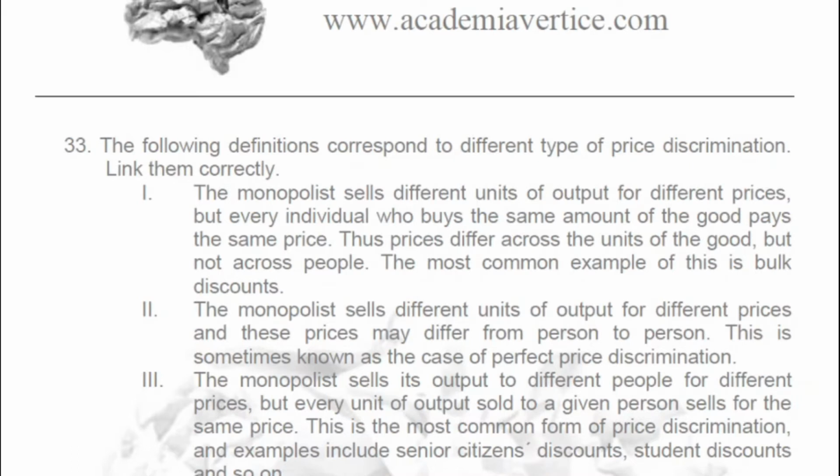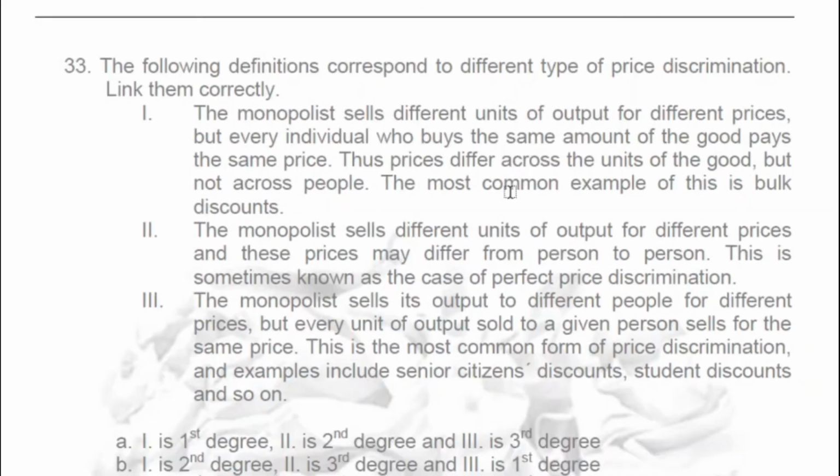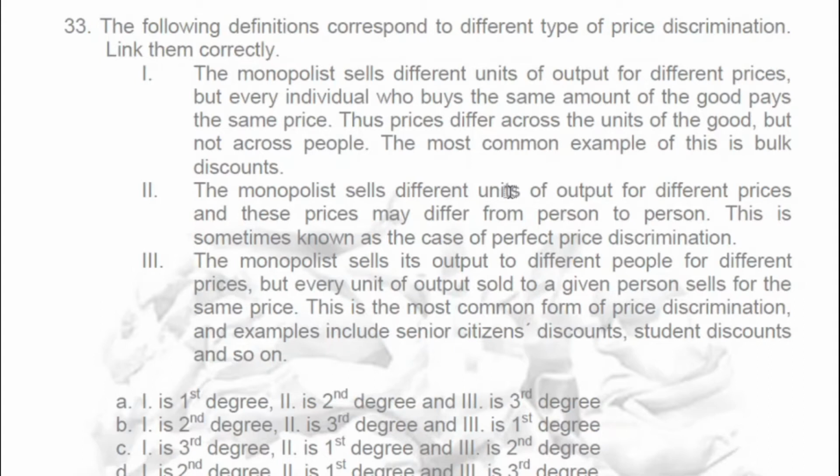Now, 33rd question. The following definitions correspond to different types of price discrimination. Link them correctly. Well, I took these definitions from Varian, from the book. My goal with this question is to have clear what exactly each type of price discrimination means, because sometimes it's not easy to distinguish them.